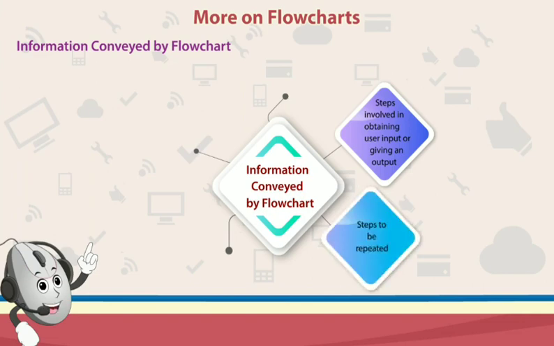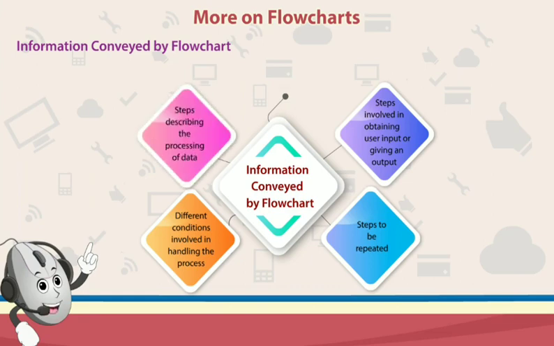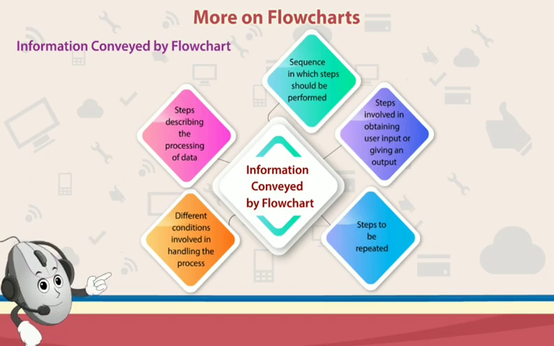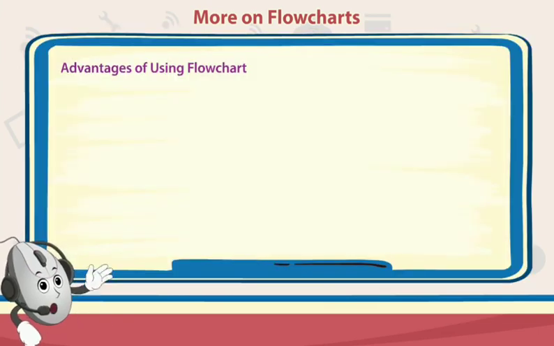steps to be repeated; different conditions involved in handling the process; steps describing the processing of data; and the sequence in which steps should be performed. So this is the type of information conveyed by a flowchart.